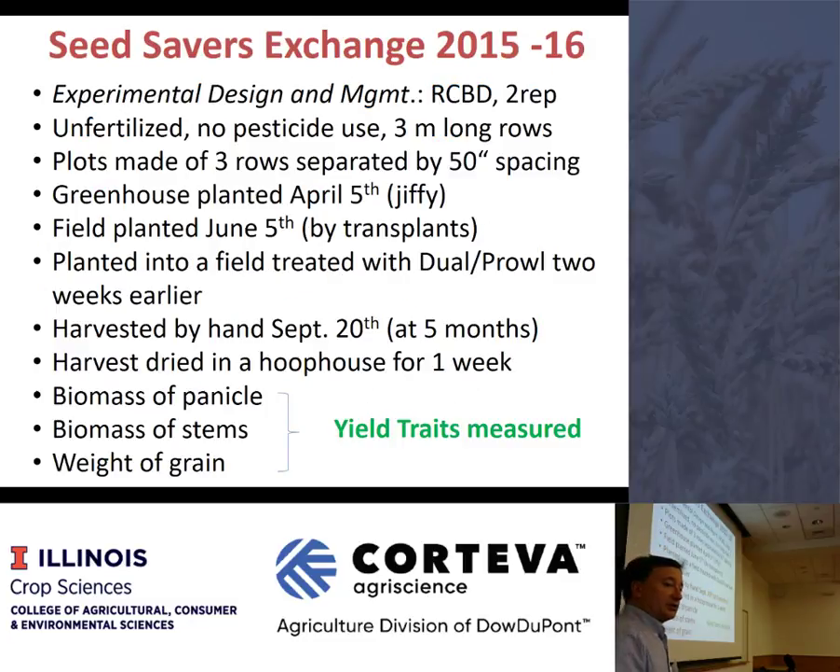In our Seed Savers Exchange trial, because we're transplanting, we just do a randomized complete block design, 2 reps. We don't fertilize at all. We don't use any pesticides. We use 3-meter long rows. We use 50-inch spacing between rows, and we plant in the greenhouse in jiffy pots and then field plant in June when it's gotten warm enough to reliably have the amaranth growing.